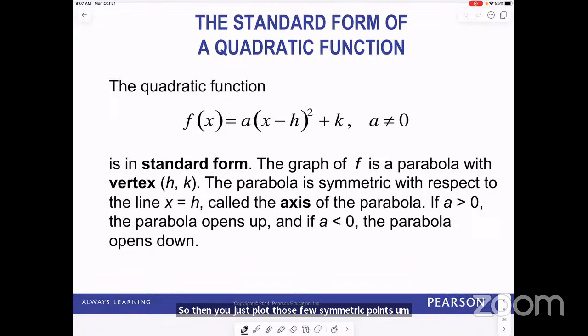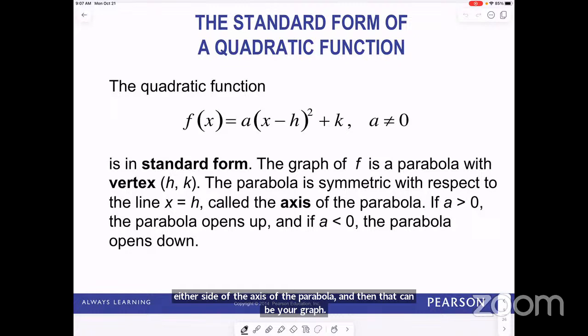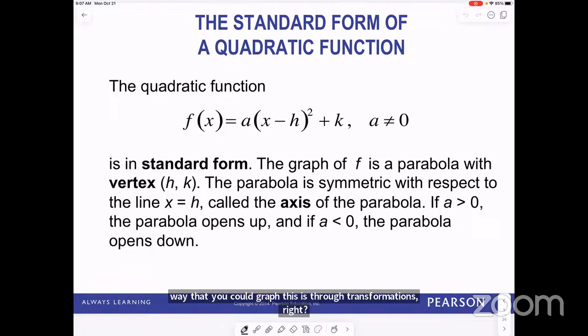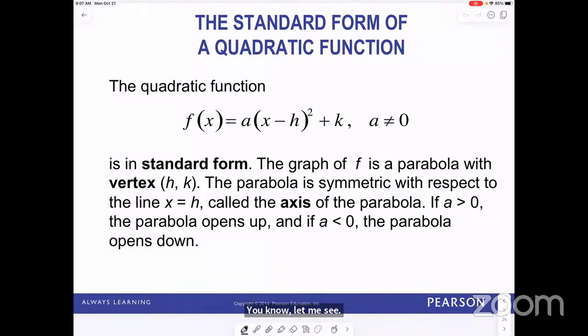Another way that you could graph this is through transformations, right? In the standard form, you can start with a standard parabola with the vertex at the origin, and then use transformations. You have your inside manipulation, your vertical stretching or flipping or anything of that nature, and then your vertical translations, right?